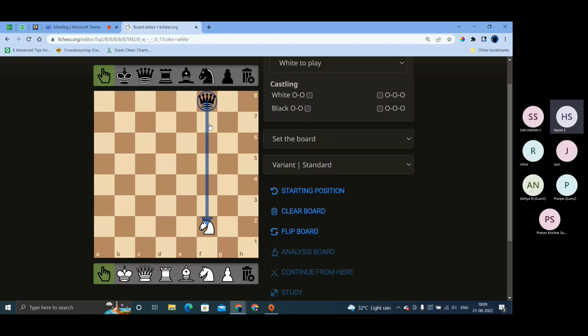Very easy. What are the empty squares in the queen's path in the F file?